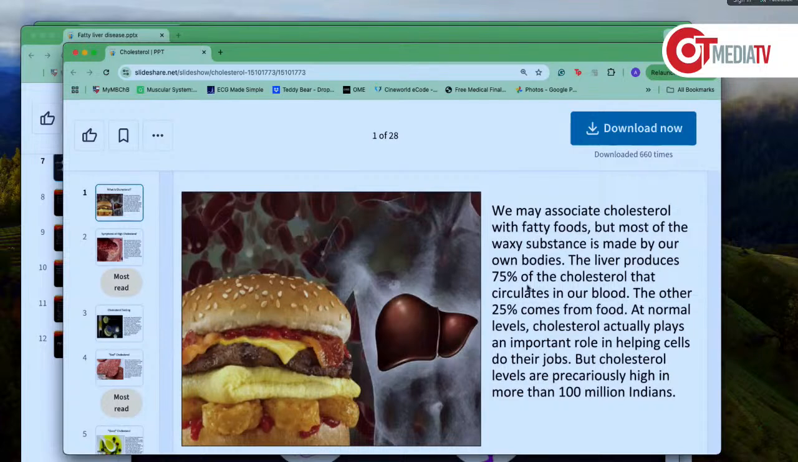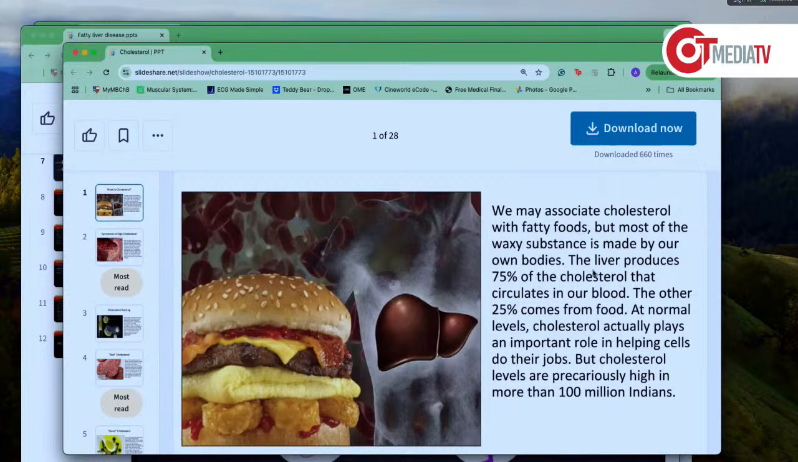The liver produces 75% of the cholesterol that circulates in our blood. The other 25% comes from food. This is an important point, because when I talk about alcoholic and non-alcoholic fatty liver disease, the percentage of cholesterol that we take in from food is only 25%. So for it to build up, you basically have to be obese to have that extra fat before it becomes a problem.